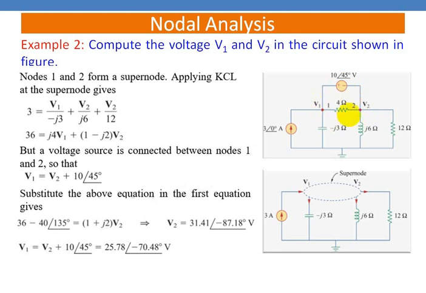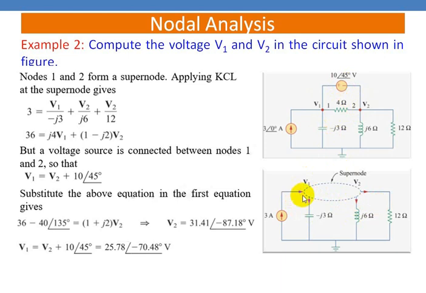Now let us see how to write the equations. We are going to form a super node. Remove these two elements, right? Whatever element is connected across this source has to be removed. So the 4 also has to be removed. Now the only remaining branches are 1, 2, 3 and 4.